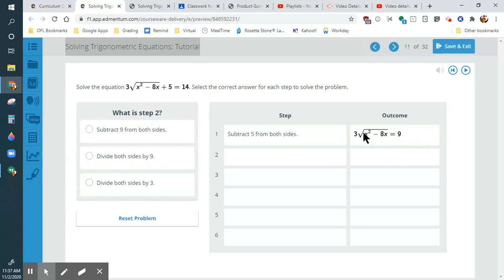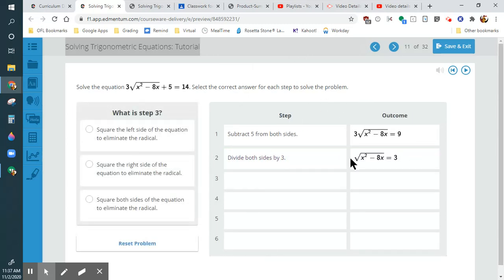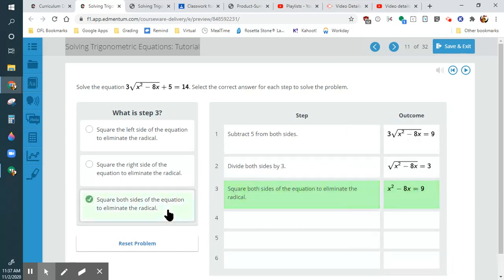Next thing, before I get to this radical, I have to get rid of this 3. So I'm going to divide both sides by 3. Nice and simple. Then I want to get rid of this radical. So in order to get rid of a radical, you have to square both sides.